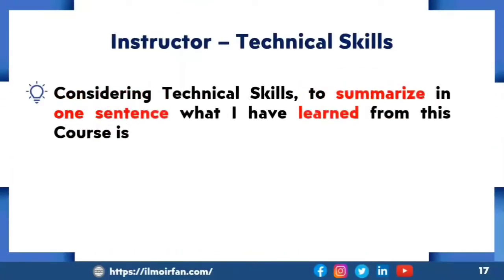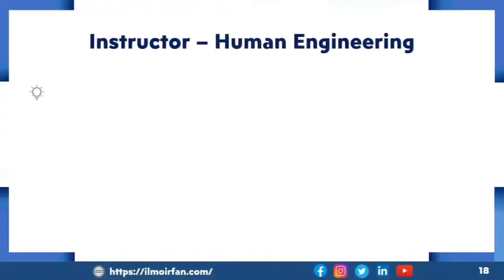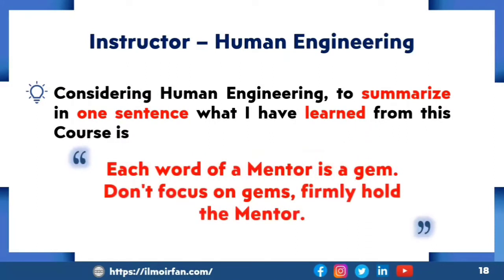Considering technical skills to summarize in one sentence, what I have learned from this course is how to tell a connected and coherent story in a course. Considering human engineering to summarize in one sentence, what I have learned from this course is every word of the mentor is a gem. Do not focus on gems, firmly hold the mentor.